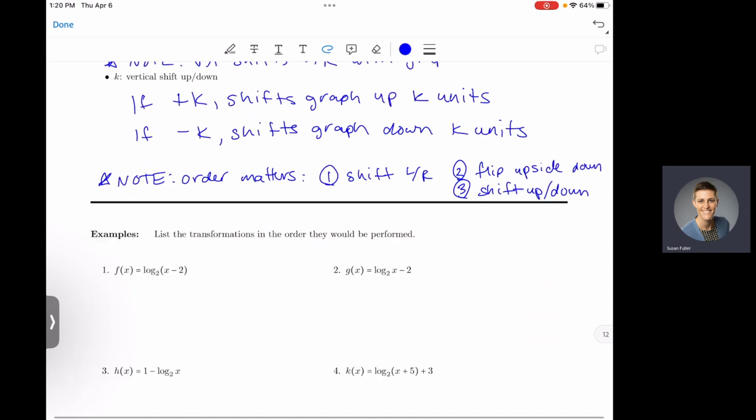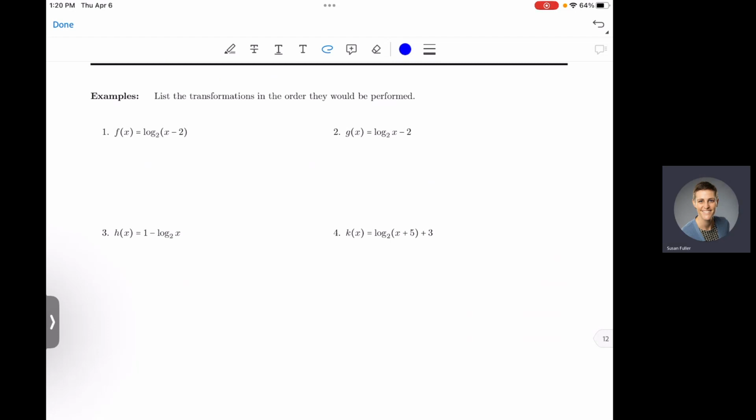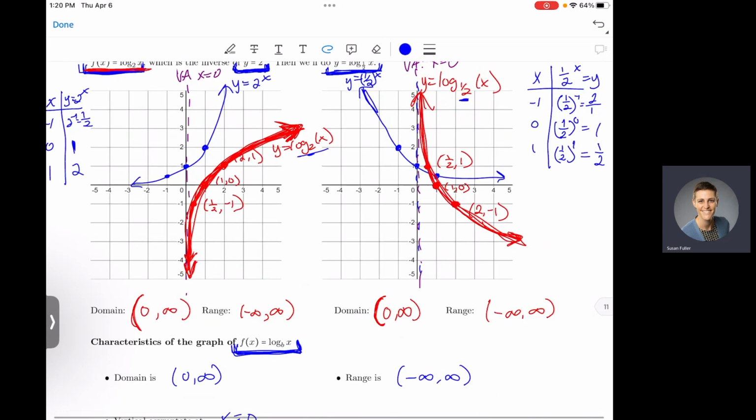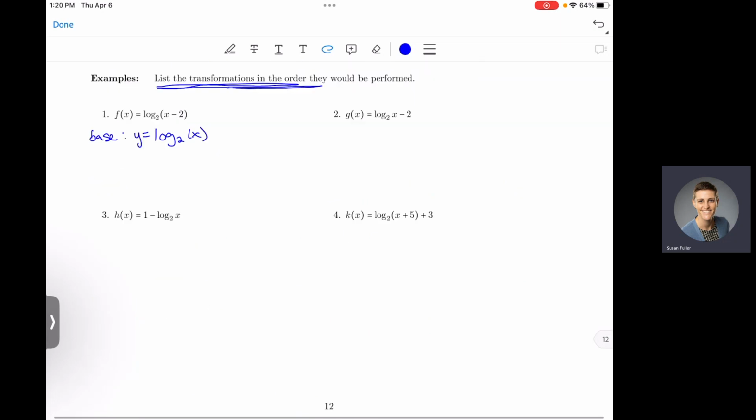All right, so let's practice this. Okay, so again, we're going to list the transformations in the order that they would be performed. So if I wanted to graph f of x equals log base 2 of x minus 2, we aren't asked to do this, but the graph that we would be transforming is the base graph. So if we remove any transformations that appear here in our function, what we would be left with is log base 2 of x. This is our base function. And we know what that looks like. We just graphed it up here. Log base 2 of x is here. It increases from left to right. And our base function looks like this.